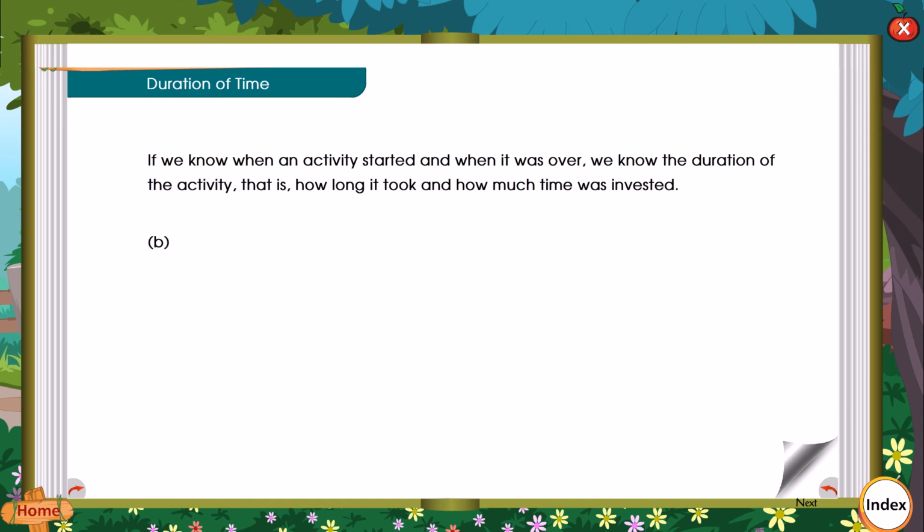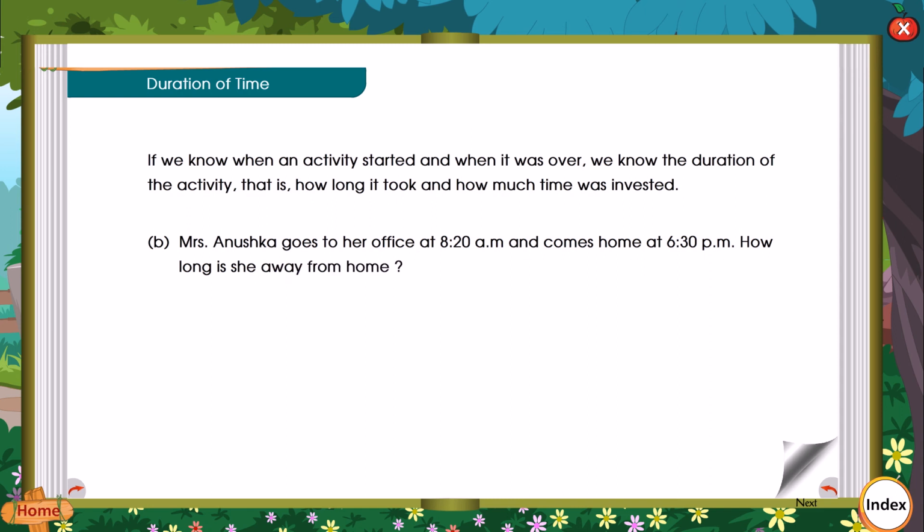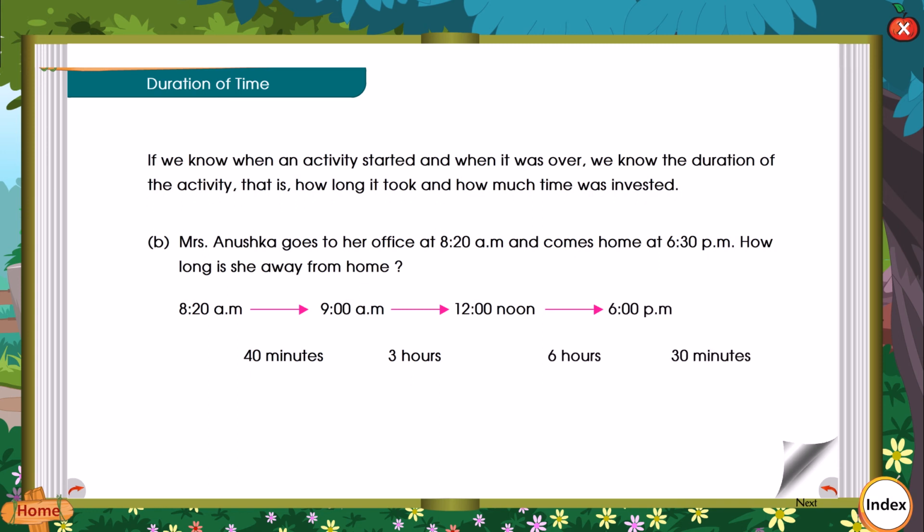B. Mrs. Anushka goes to her office at 8:20 a.m. and comes home at 6:30 p.m. How long is she away from home? 8:20 a.m. to 9 a.m. is 40 minutes. 9 a.m. to 12 noon is 3 hours. 12 noon to 6 p.m. is 6 hours.